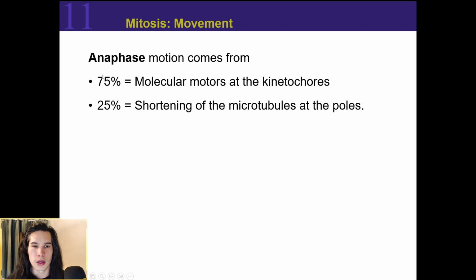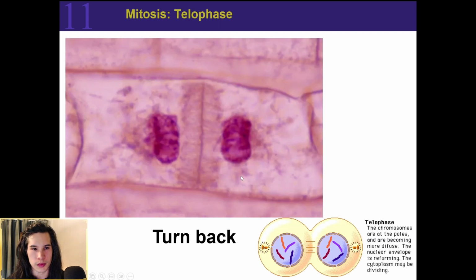All right, so in anaphase, most of the motion of your chromosomes is going to come from your kinetochores. There are molecular motors at the kinetochores, which give you about 75% of the movement, and the other 25% of the movement, like I mentioned earlier, comes from the shortening of those microtubules, or you could say the spindle fibers, at the poles. So they'll latch onto your chromosomes, and then they'll shorten from the point of the pole, essentially pulling the chromosomes towards them.